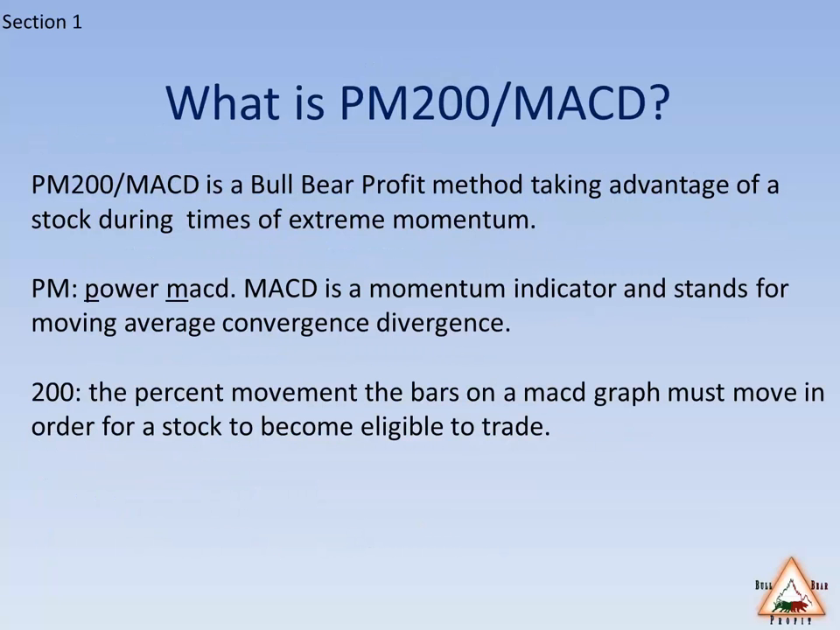So to start, what is PM200 MACD? PM200 MACD is a Bull Bear Profit method taking advantage of a stock during times of extreme momentum, also known as extreme emotion. The PM part is power MACD, and MACD is a momentum indicator and stands for moving average convergence divergence. The 200 part is the percent movement the bars on a MACD graph must move in order for a stock to become eligible to trade.